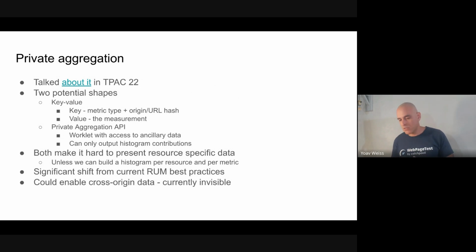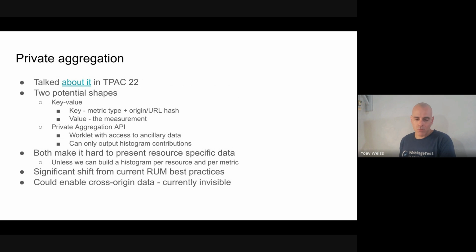Both of these options would make it hard to present resource-specific data unless we can somehow build a histogram per resource per metric. And I'm not sure that's the case. That still requires some digging into the current proposals and technologies.